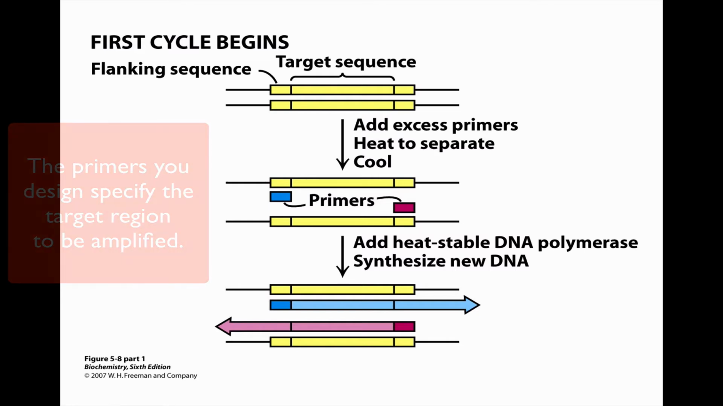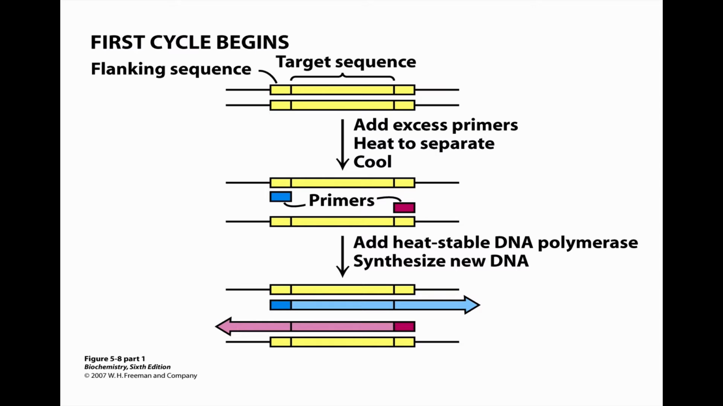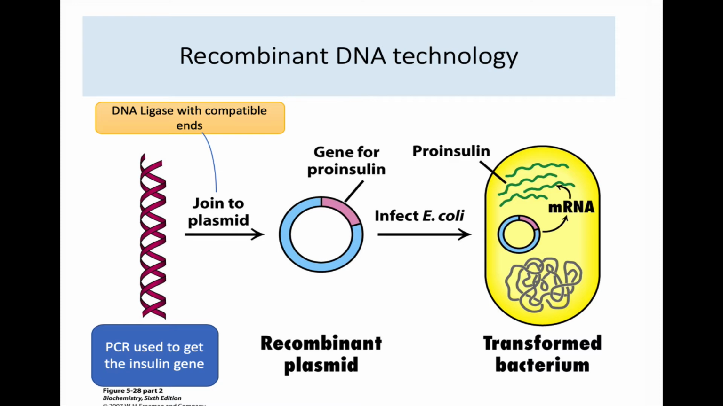So if we do that, we can get millions and millions of copies of, say, the insulin gene, and then we can use that gene to try and get it into an expression system to make insulin for a therapeutic.